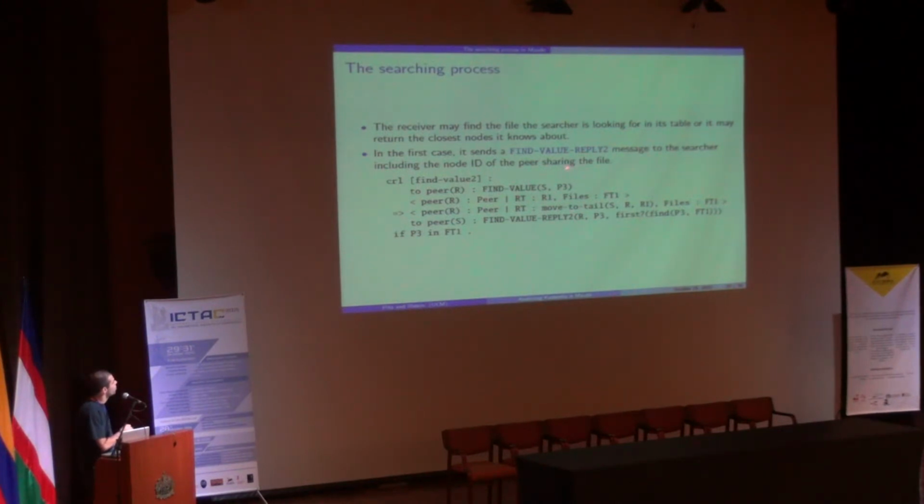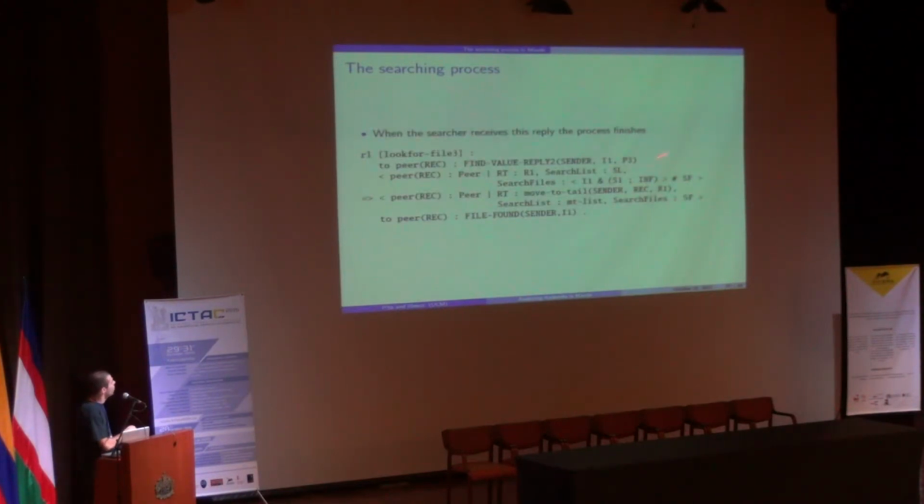In this case, this rule models the first behavior, so this peer knows about this file, so it sends this message find value reply with the information about the file. And once this new message reaches the initial peer, we are done. So we leave in the configuration this file found message, so we can later prove properties on the configuration, and the searching process is finished.